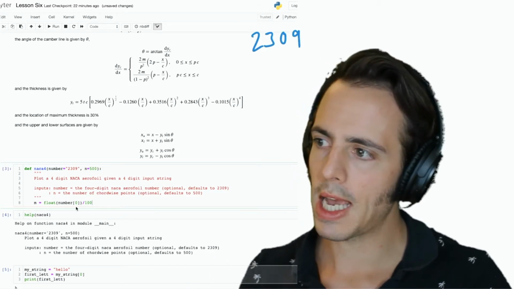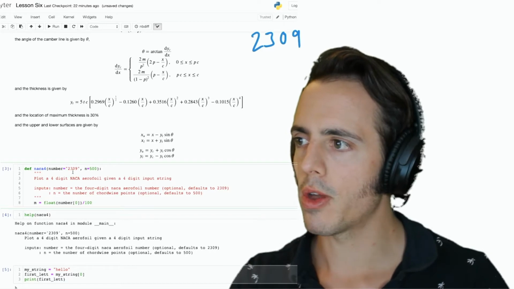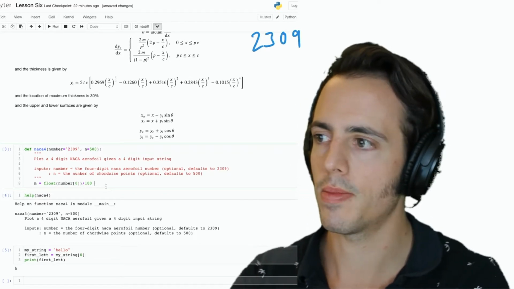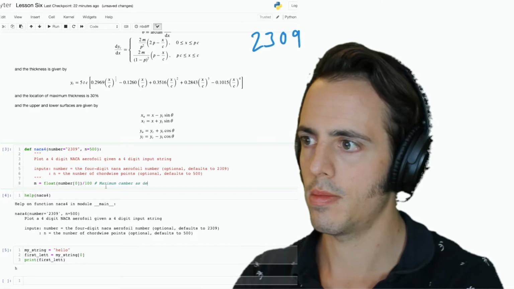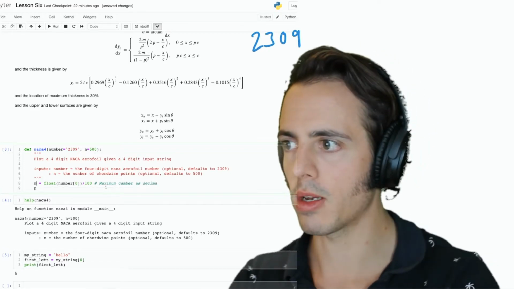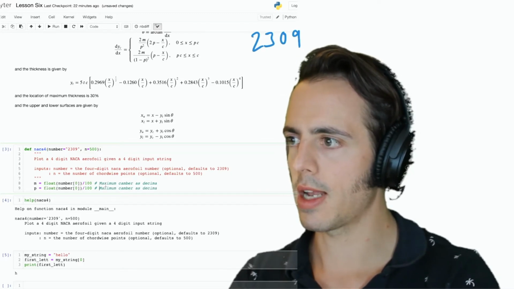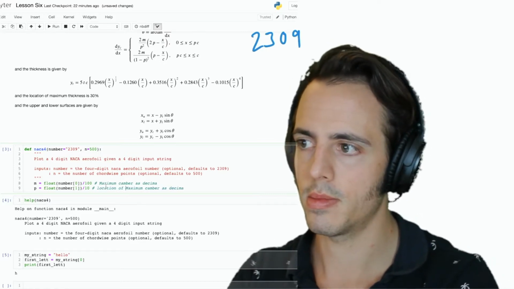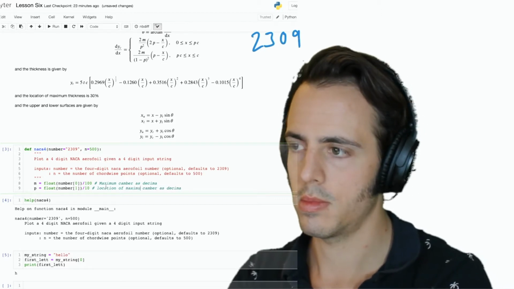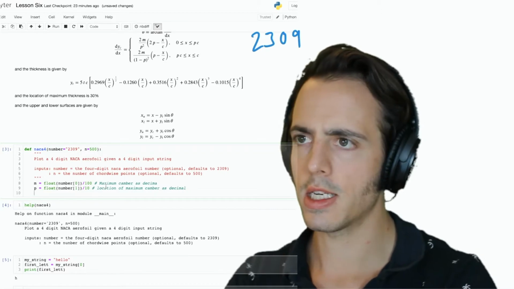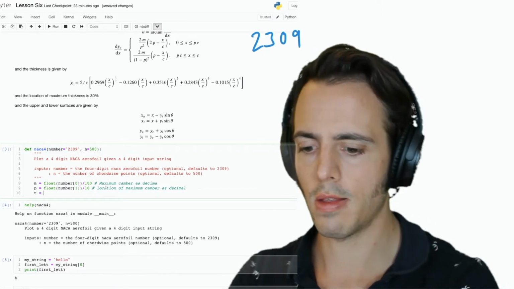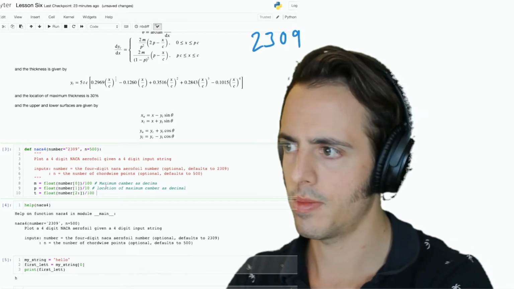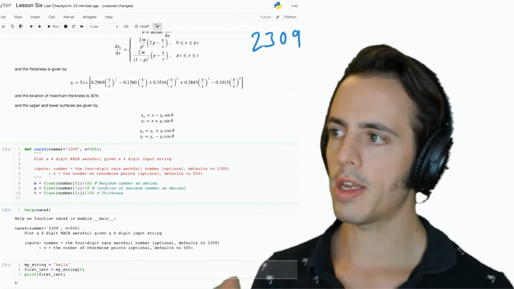So this number that I'm getting out now is the maximum camber of this aerofoil. This is going to be 2%, so I need to take this number out and divide it by 100, giving me the number as a decimal. And now the position just comes from the second one, so I can do the same thing. I now want the second digit, and I want to divide it by 10. This gives me the location of the maximum camber. Then T is going to be the thickness, so T is equal to the float of the number that goes in, the last two digits, divided by 100.